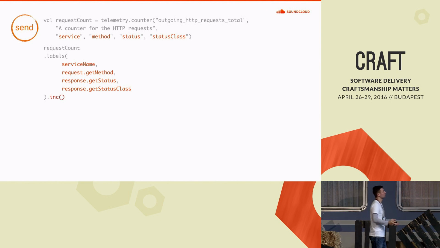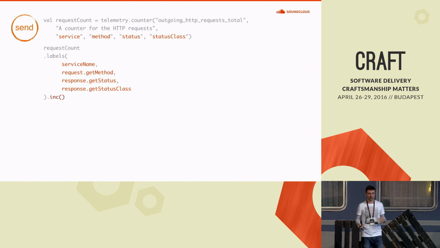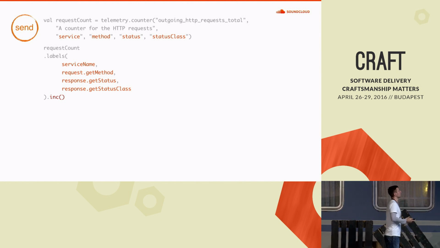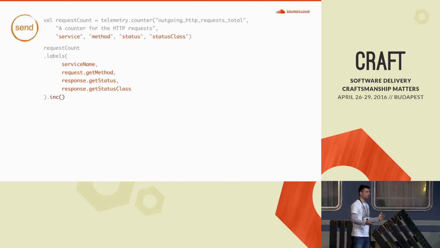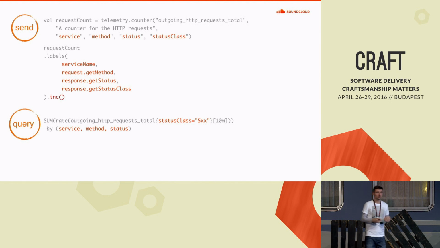So this is an example of a counter. When we are defining this counter at the top, we define labels for it, and each of the labels corresponds to a dimension. When we are incrementing this counter, we are able to annotate each of those dimensions with different values. This allows us, when we are querying, to give different values for the dimensions that we are interested in.